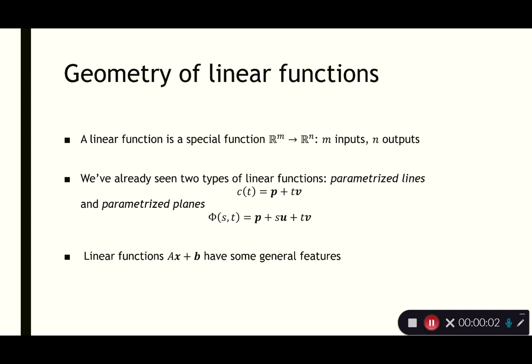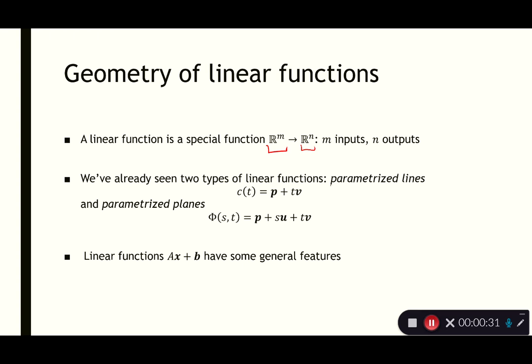To close things out today, let's talk about geometry and what linear functions look like, or how we can think of them geometrically, or how we can read off geometric information. So if we've got a linear function, it's a certain special type of function. It takes in m input variables, m real numbers, and produces n output variables. And we've already seen a couple of these when we were looking at previous lectures.